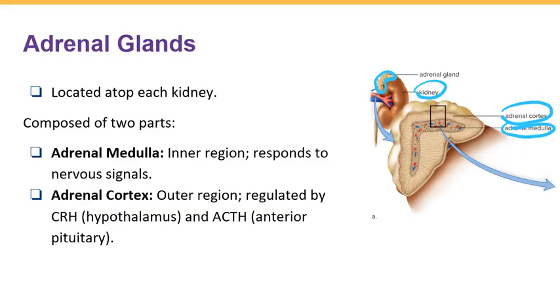So the hypothalamus is going to release a hormone called corticotropin releasing hormone. Corticotropin releasing hormone is going to stimulate the anterior pituitary gland to release adrenocorticotropin hormone or ACTH. Then adrenocorticotropin hormone is going to stimulate the adrenal cortex to produce its own hormones.